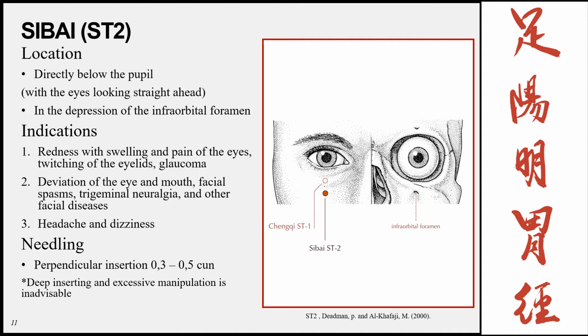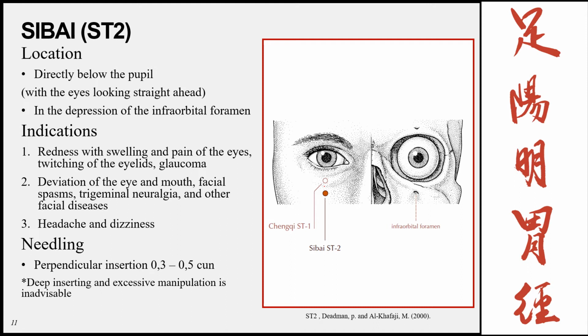And the reason is because there are nerves that run through this infraorbital foramen. So if you did a deep insertion, you're more likely to hit one of the nerves, causing unnecessary pain for the patient. And this is also true if you did excessive manipulation. You're also more likely to damage or aggravate the nerves in this area.